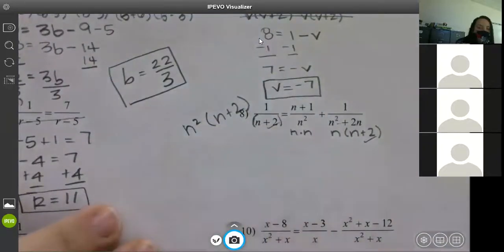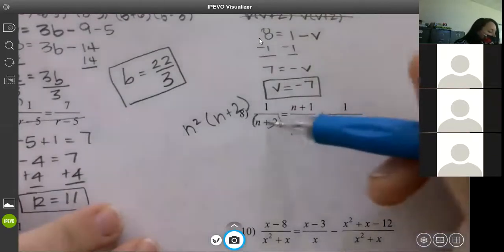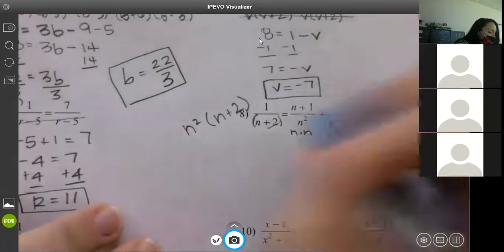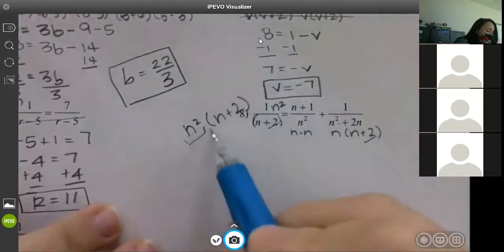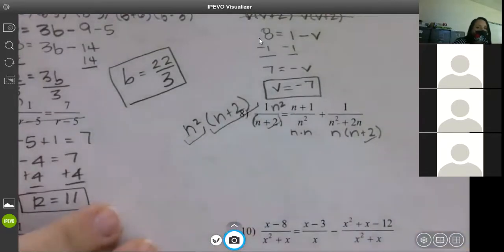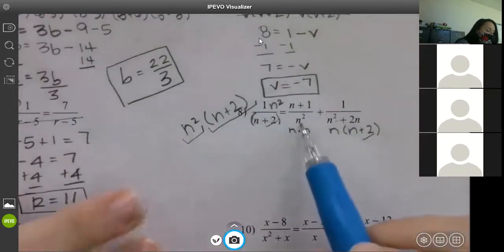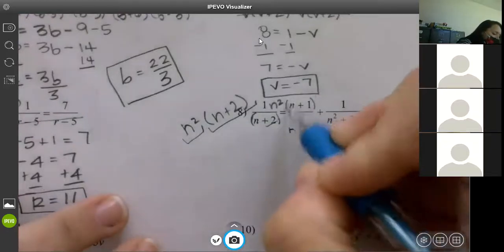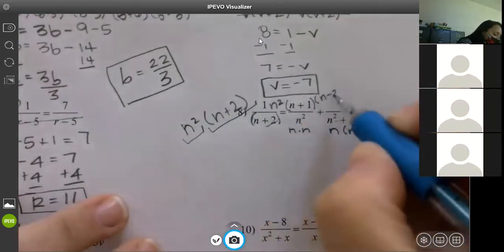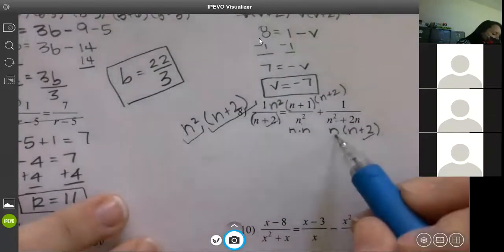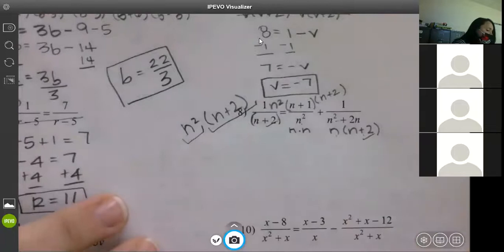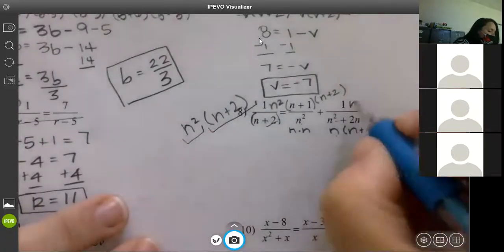What does the first one need? It has n plus 2. What does it need? Another n. It needs the full n squared, this whole part right here. So here's one part, here's the other part, okay? The next one has the n squared. What does it need? Yeah, be careful when you multiply this out. And then the last one has 1 n and an n plus 2. So what does it need? Another n.